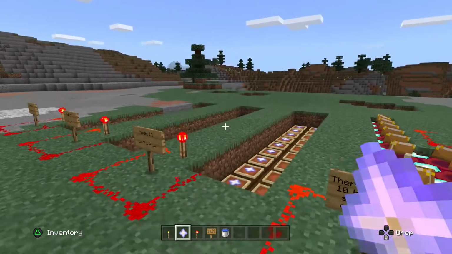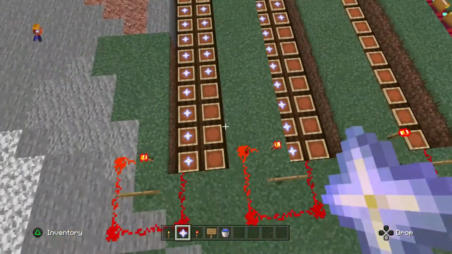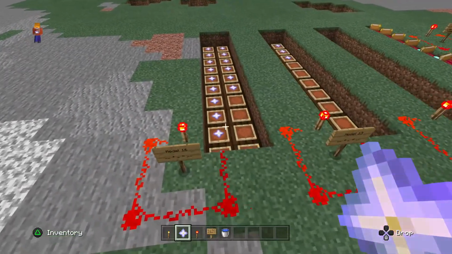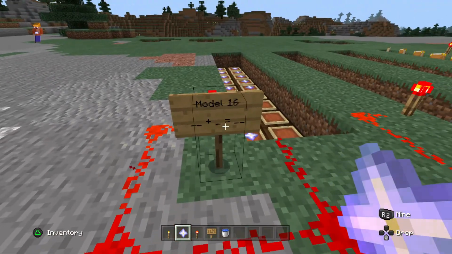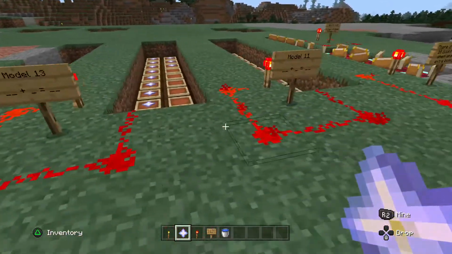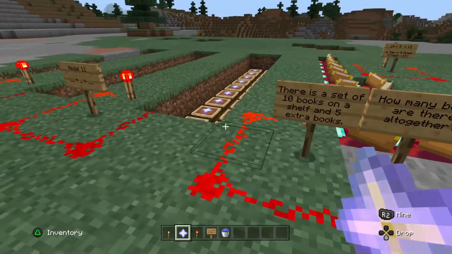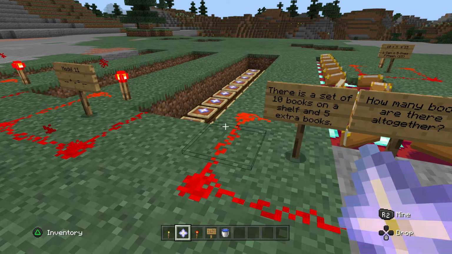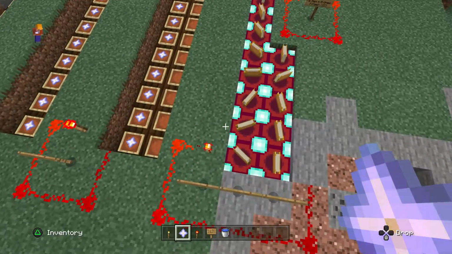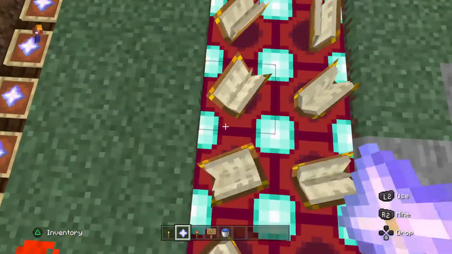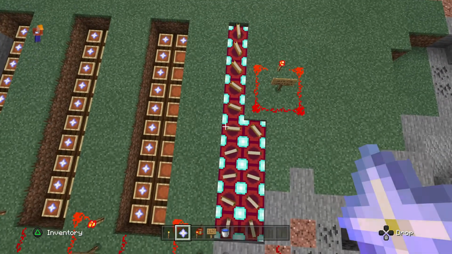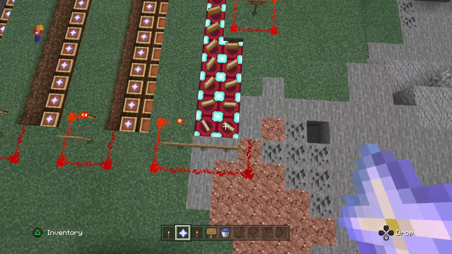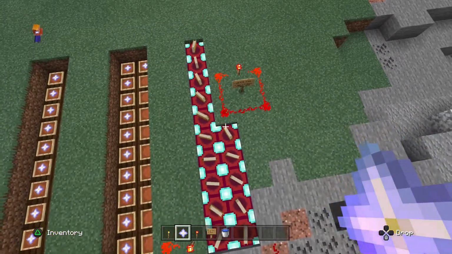Just like over here, this is our drawing for 16. And then our equation is 10 plus 6 equals 16. Now, over here it tells me that I've got 10 books on a shelf, and then I got 5 extra books. Let's take a look at my picture. I have some books. I have 10 books on a shelf. I have 5 extra books. How many books do I have?